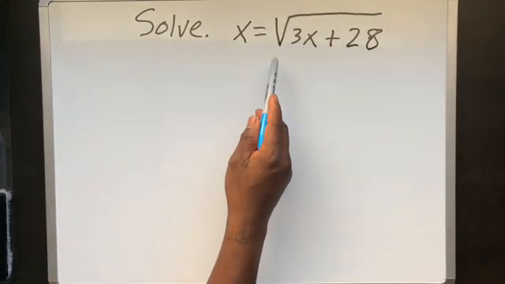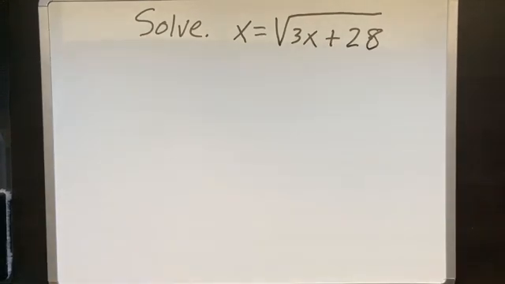Today, we're going to solve this radical equation. We have x equals the square root of 3 times x plus 28. There's going to be quite a few steps, so hang in there. Let's go ahead and get started.